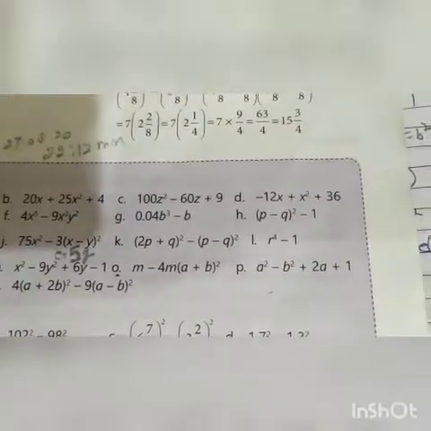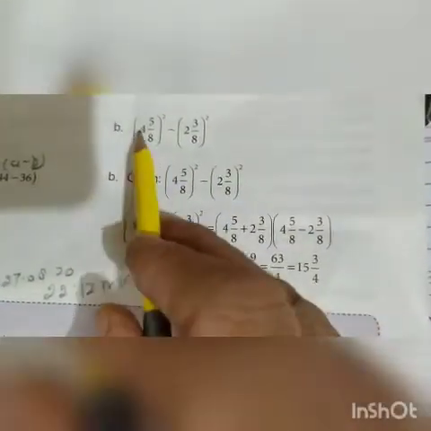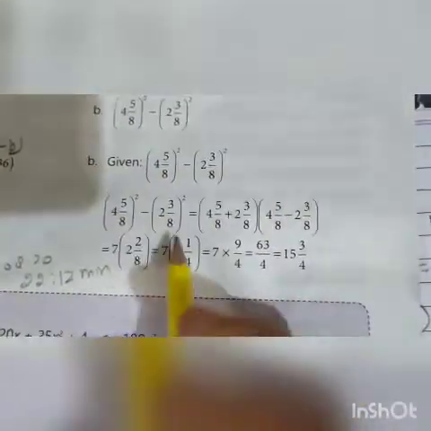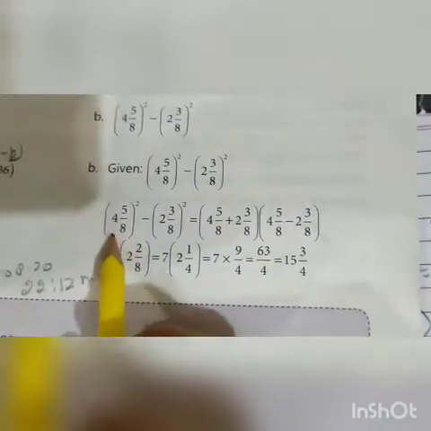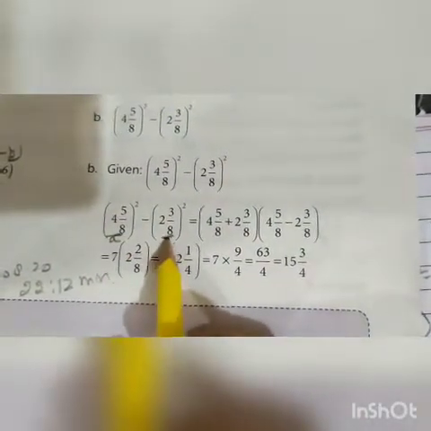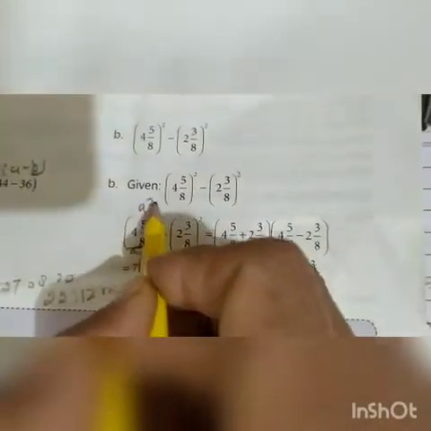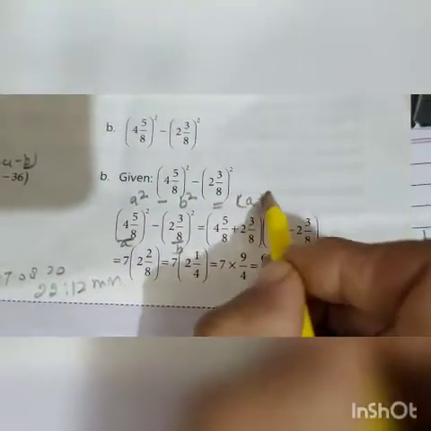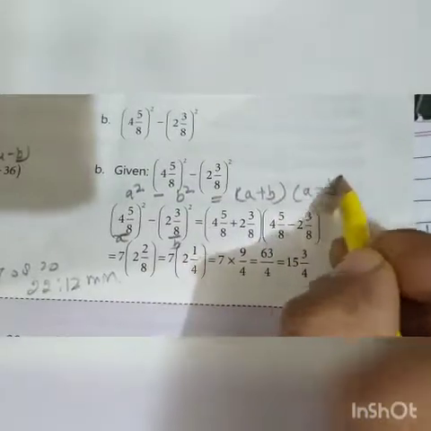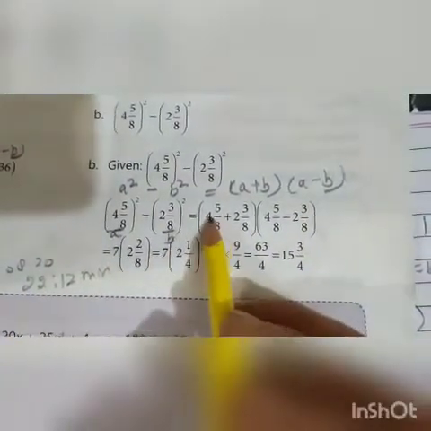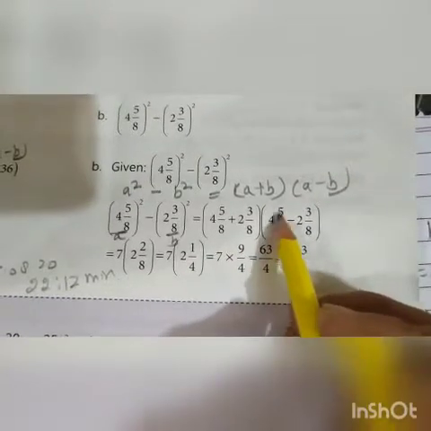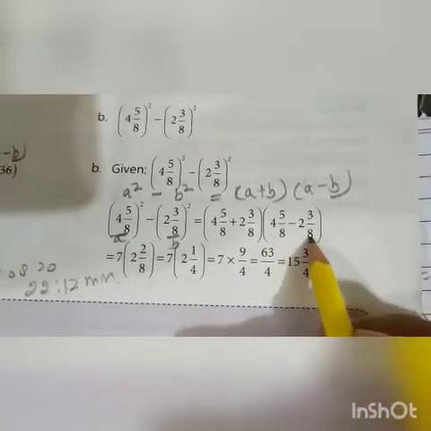Come to part C. C is again this b part. See here: 4 and 5 upon 8 whole square minus 2 and 3 upon 8 whole square. Again this is a and this is b. You will write here the identity: a square minus b square is equal to (a plus b) and (a minus b). So a plus b is 4 and 5 upon 8 plus 2 and 3 upon 8, and a minus b is 4 and 5 upon 8 minus 2 and 3 upon 8.